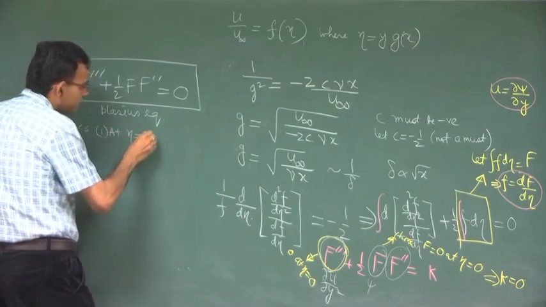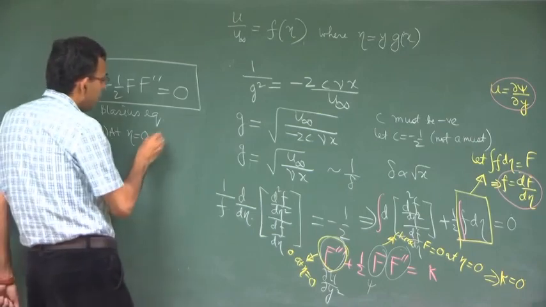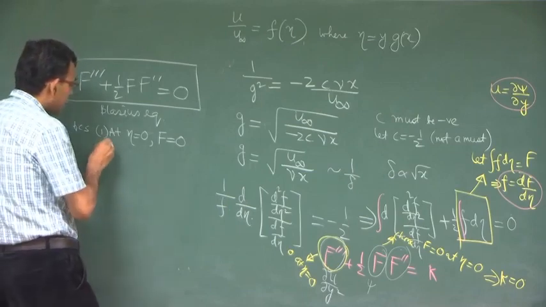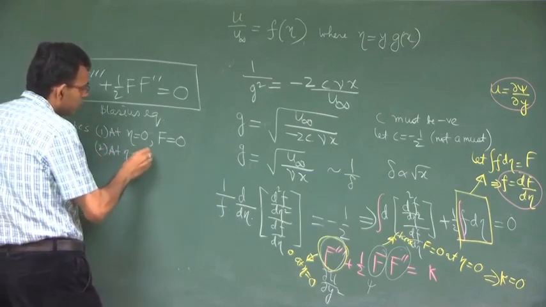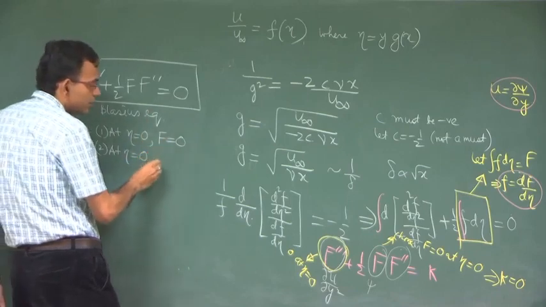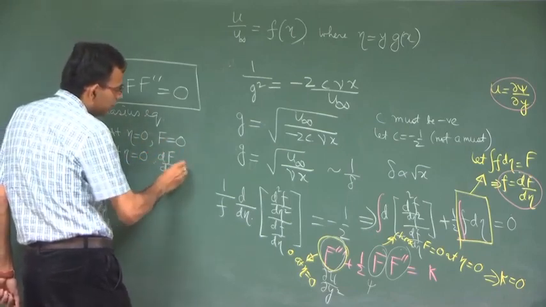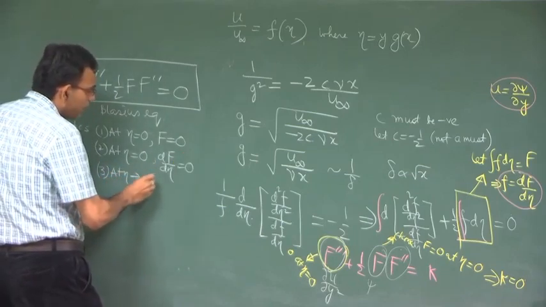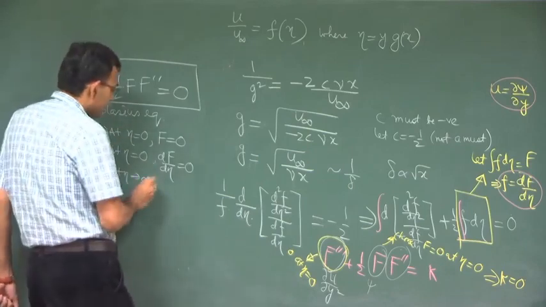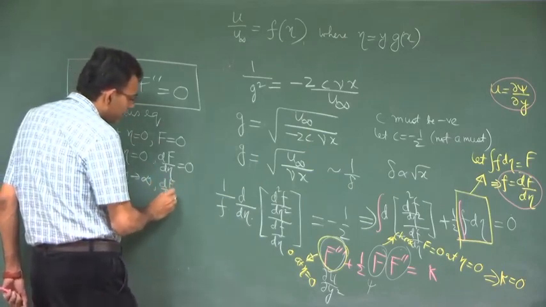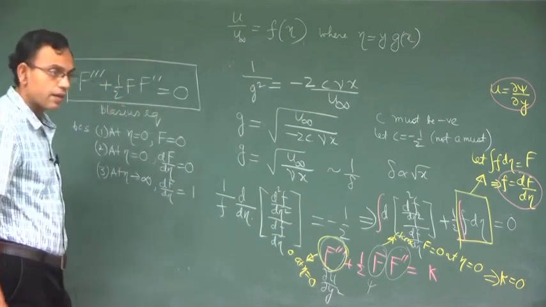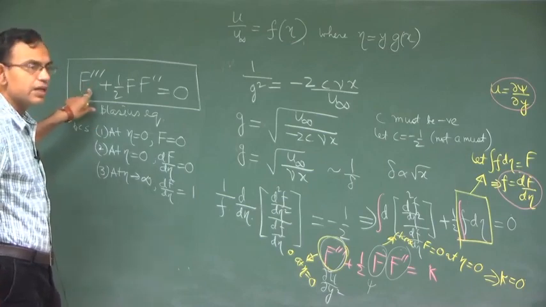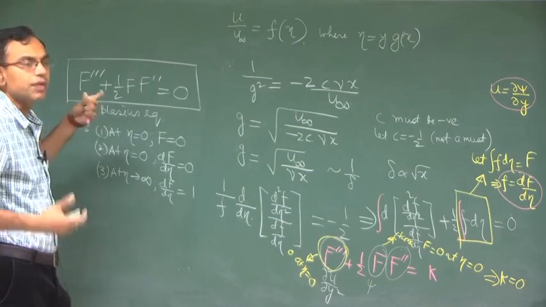At eta is equal to 0, you will have the stream function equal to 0. At eta is equal to 0, small f, that is the velocity, is equal to 0, that means df d eta is equal to 0, and at eta tends to infinity, u by u infinity is 1, that means small f is equal to 1 or df d eta is equal to 1. Okay. So, with these 3 conditions you can numerically solve this using various techniques such as shooting method, for example.